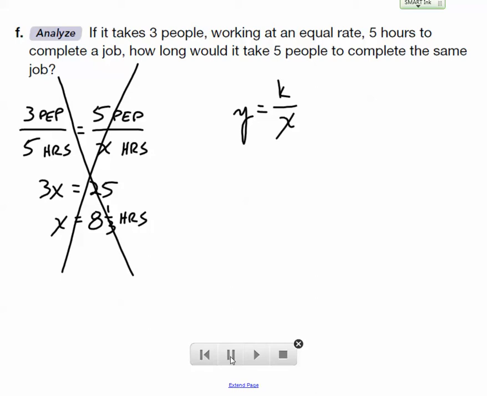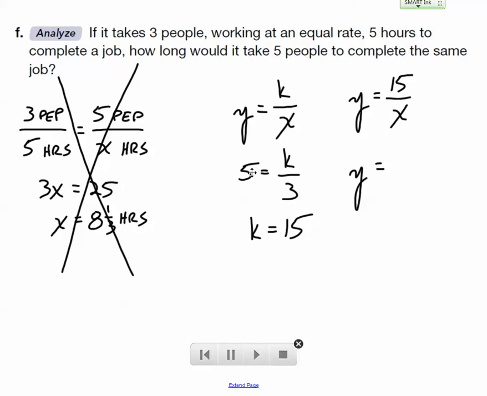So let's look at it as 5 hours for 3 people to complete the job. So if we multiply both sides by 3 here, we get that k is 15. So the constant of proportionality, or inverse proportionality in this case, is 15. So now we can make a new equation. We could say y equals 15 divided by x.